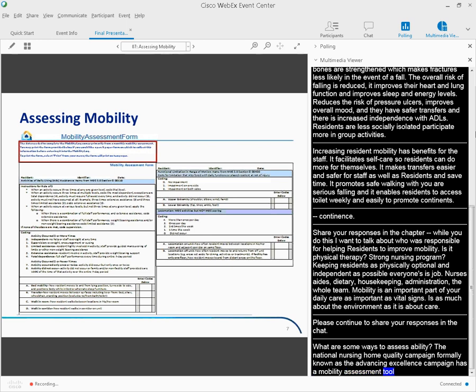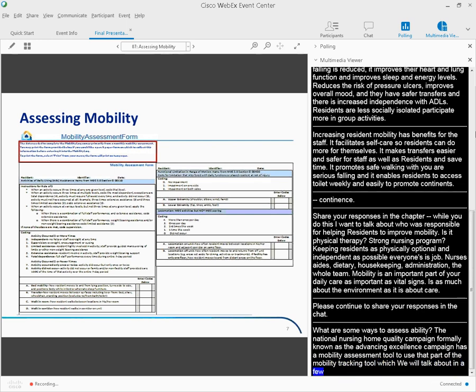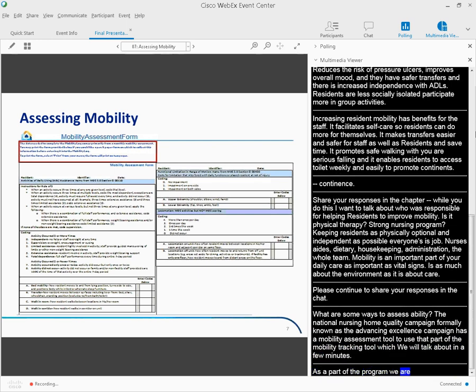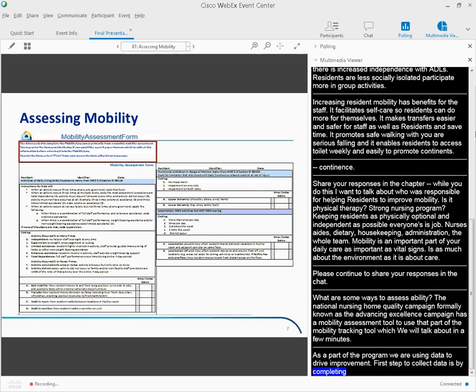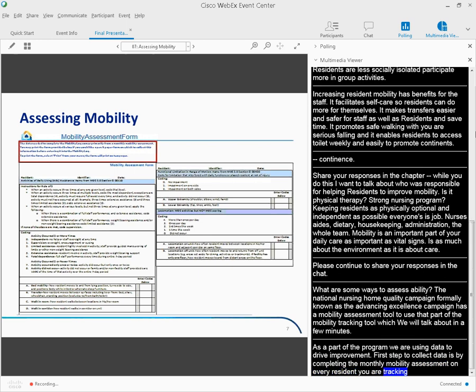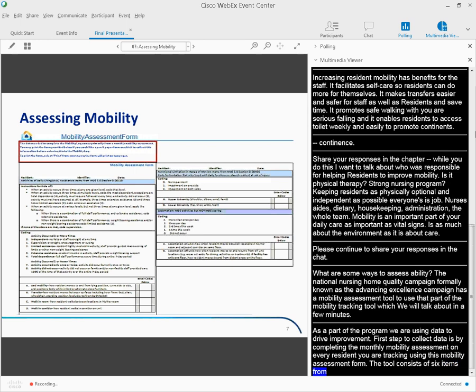So as part of your QAPI programs, we're using data to drive improvement. The first step is to start collecting data by completing the monthly mobility assessment on every resident that you're tracking using this mobility assessment form. This tool consists of 6 items from the MDS and 2 items similar to the MDS items. And Joshua will be sharing a link to this tool in chat for you to download and explore following today's session.